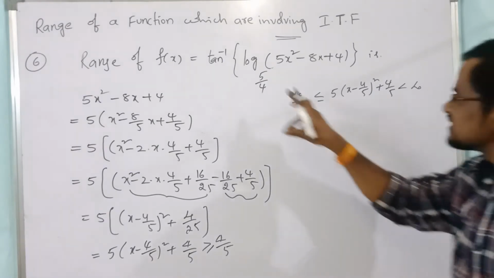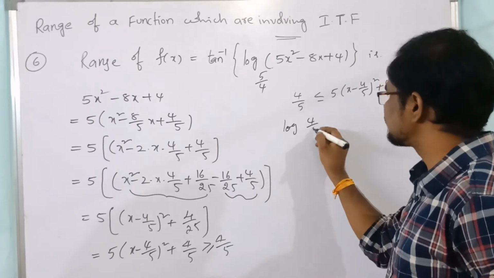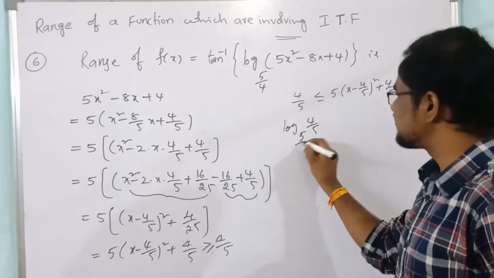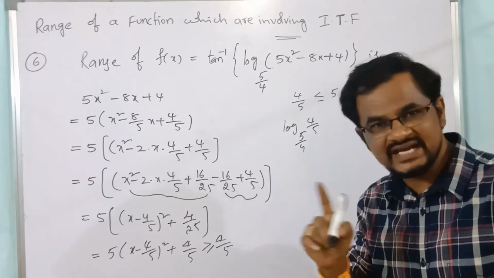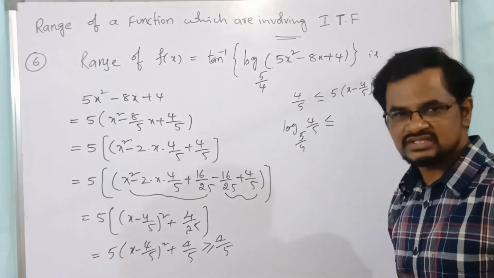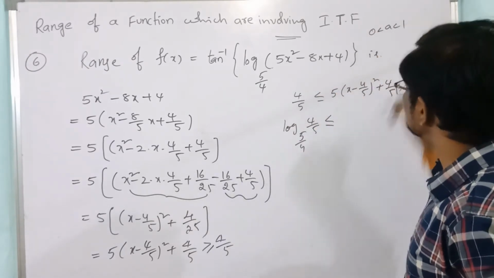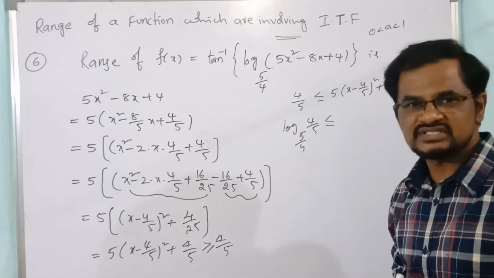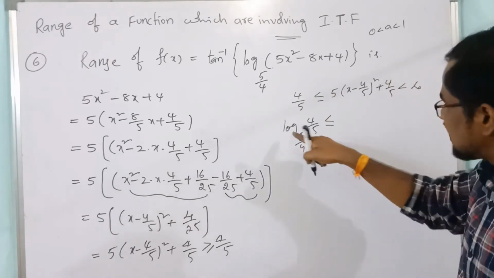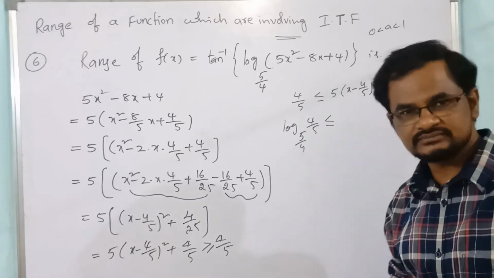Now for this we have to apply log. So log of 4 by 5 to the base 5 by 4, where 5 by 4 is greater than 1. Here a greater than 1 means the inequality does not change. But if a is between 0 and 1, then the inequality will change. Okay? Because log of x to the base a, where a is greater than 1, is increasing.